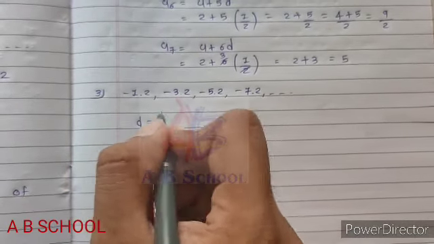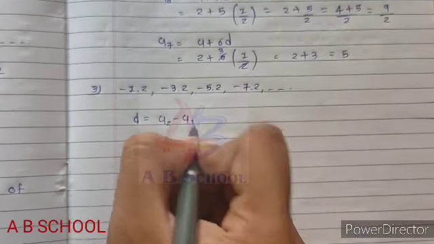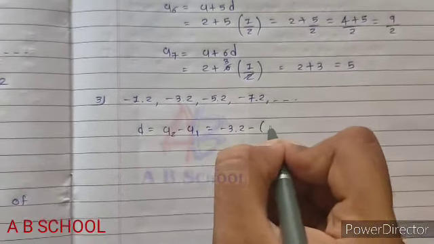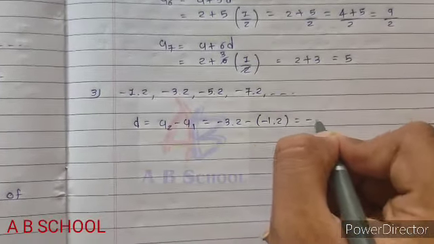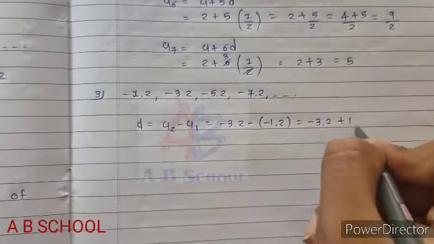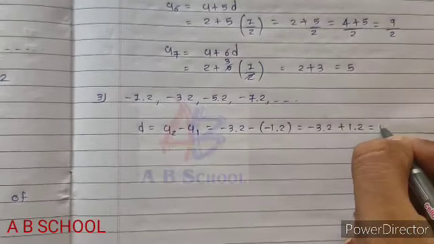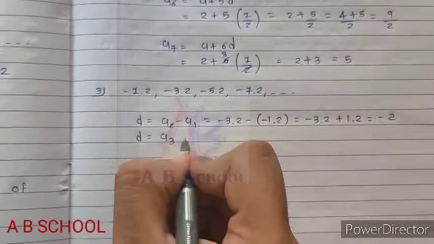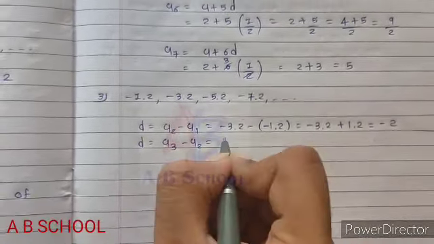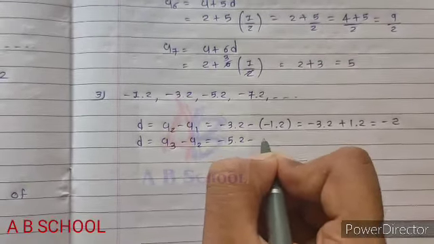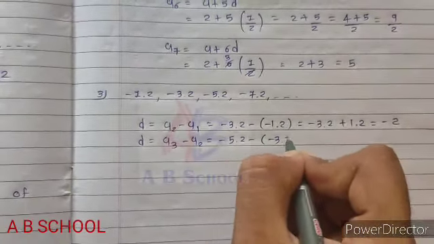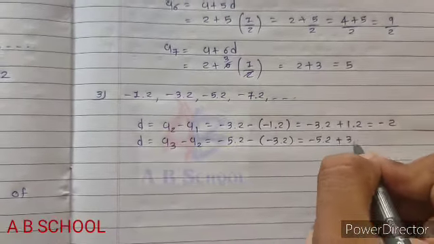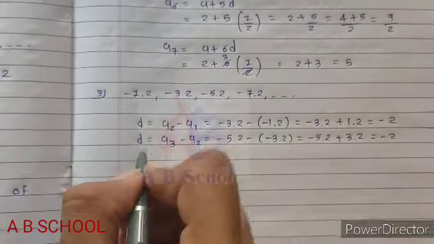So the common difference D is equal to A2 minus A1. Value of A2 is minus 3.2, minus value of A1 which is minus 1.2. Minus 3.2 plus 1.2 is equal to minus 2. Next, D is equal to A3 minus A2. Value of A3 is minus 5.2, minus value of A2 which is minus 3.2. So minus 5.2 plus 3.2 is equal to minus 2.